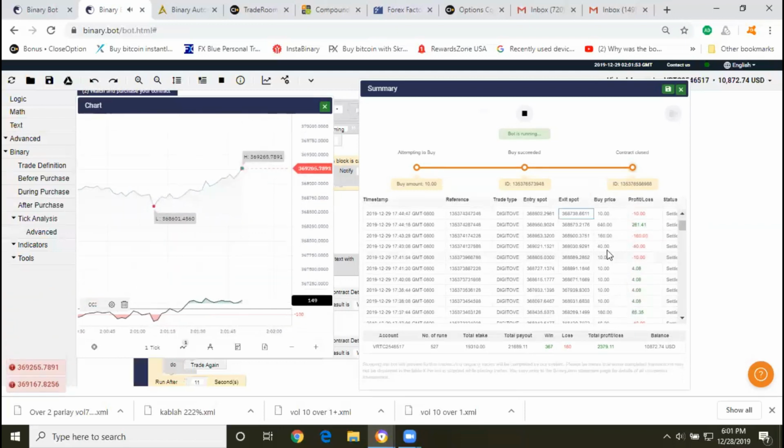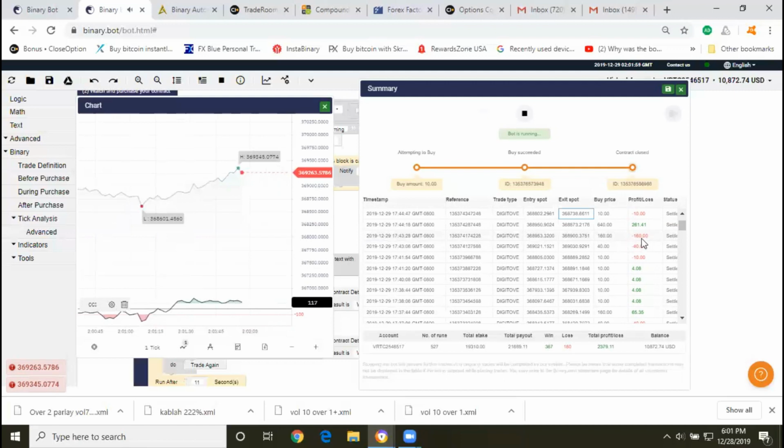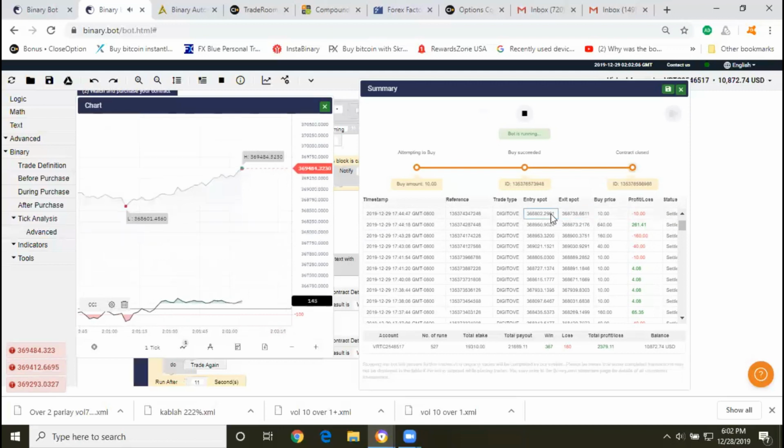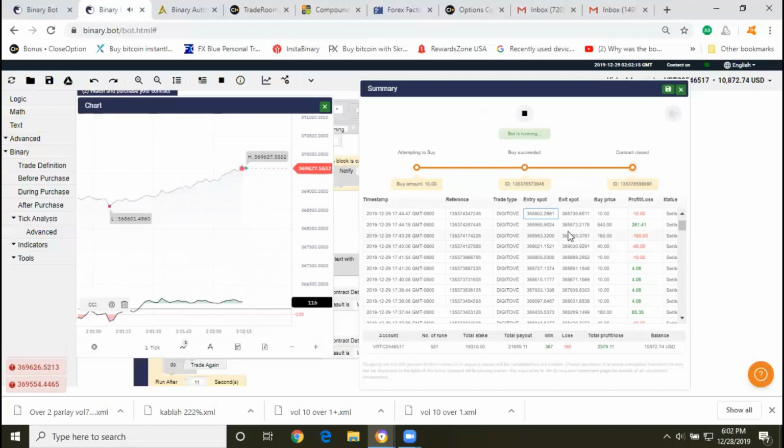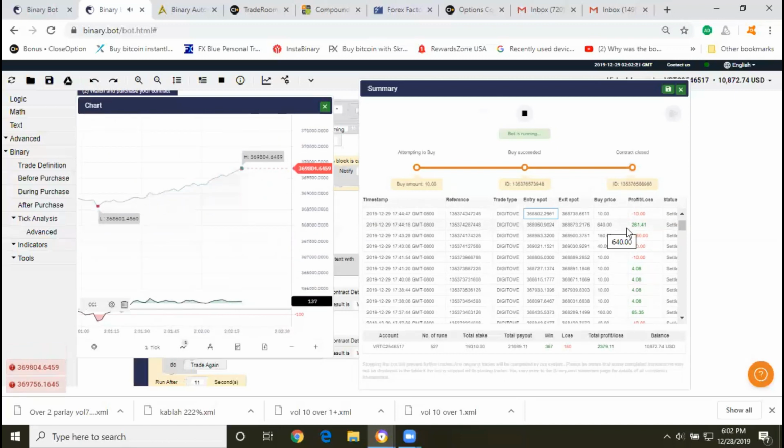So here's the second level, $40, and 4 times 40 is 160. And so that's the third loss. And then the fourth level is usually the last trade; usually the third one is the last losing trade in a row before it comes on to a winning trade, and that would be the $640 trade. So the total margin used here is about $850.